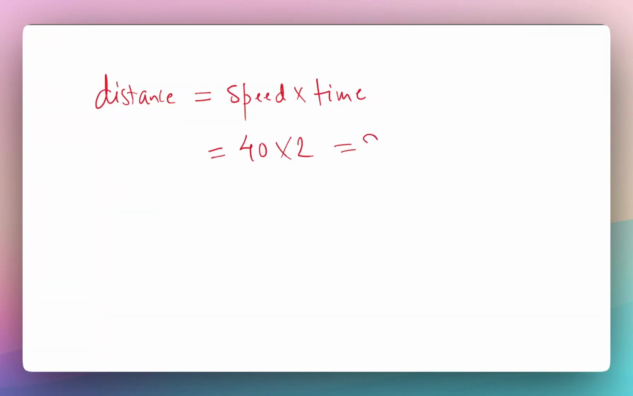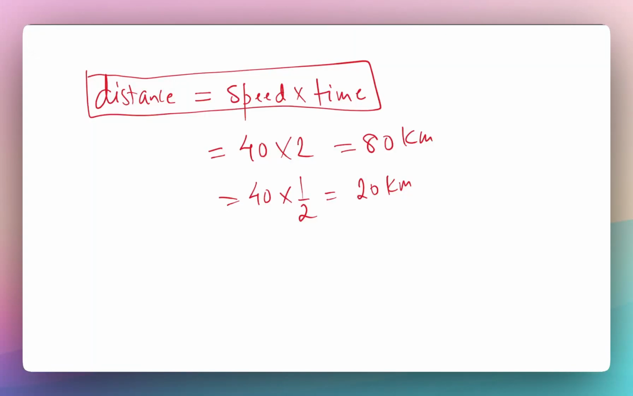The distance traveled is nothing but speed multiplied by time, right? So for example, if the speed is 40 kilometers per hour and time is 2 hours, it will travel a distance of 80 kilometers. If the speed is 40 kilometers per hour and the time is half an hour, it will travel a distance of 20 kilometers. So this is a formula which now is there.